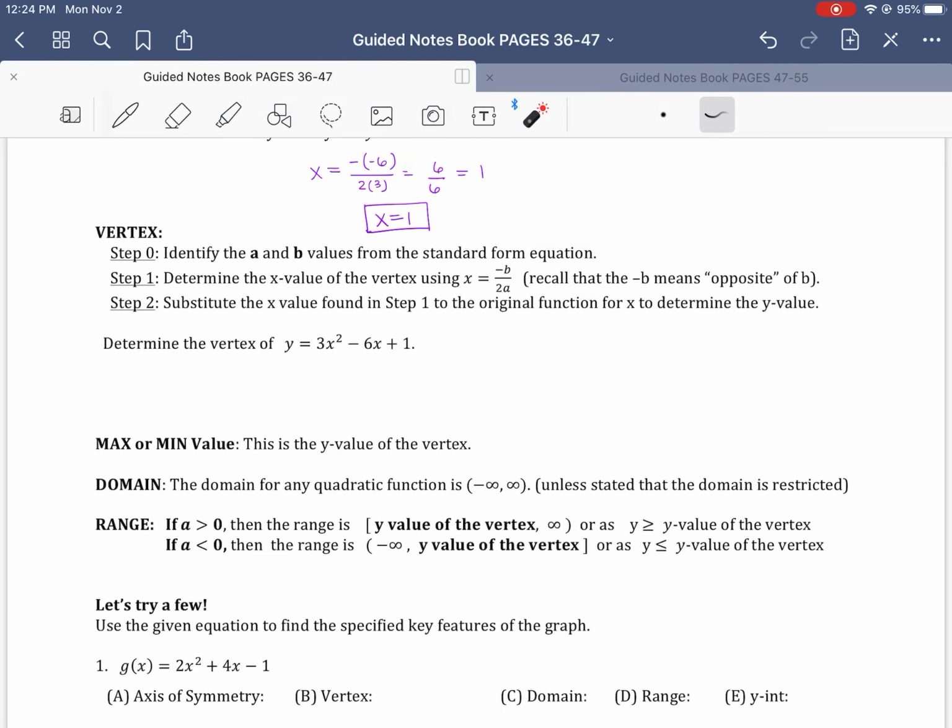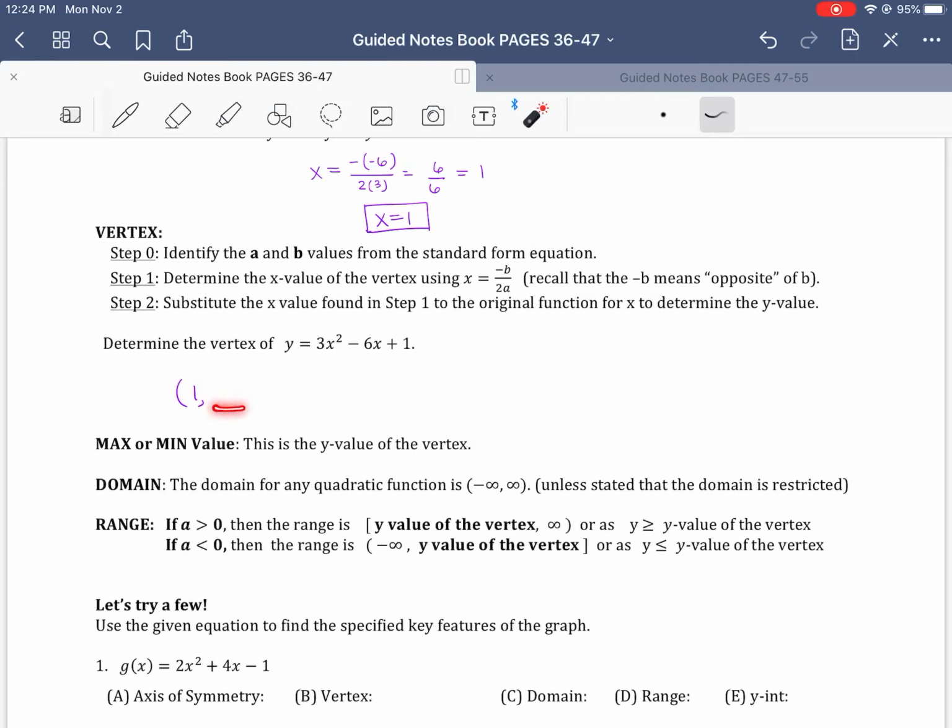And you can identify, again, if you look down here, step 0, identify A and B values. We did that. Step 1, find the x value of the vertex. We actually just did that. We used that formula to find the x value of the vertex. So if you found the axis of symmetry, then the hard part of your vertex is done.